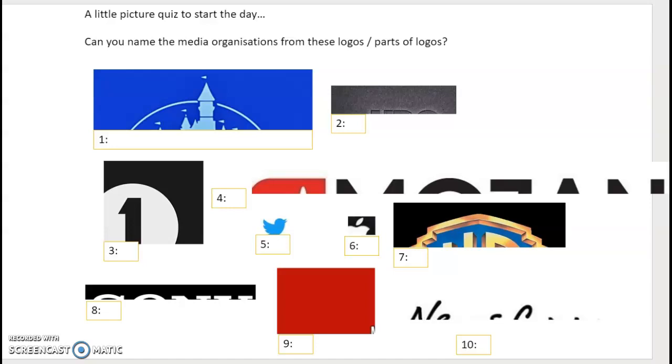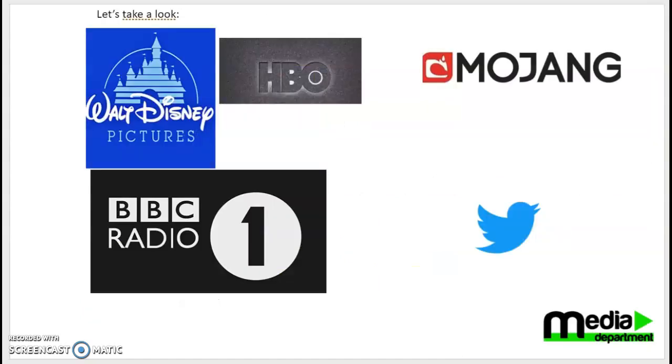Okay, hopefully you've given that a go. So I'm going to put on the next slide the answers. Obviously, we have Walt Disney, which is going to be a company that we very much study for Jungle Book. We've got HBO, which is probably most famously known for bringing us Game of Thrones, of course. BBC Radio 1, Mojang, which has brought Minecraft to us, which we're going to be studying, and Twitter.